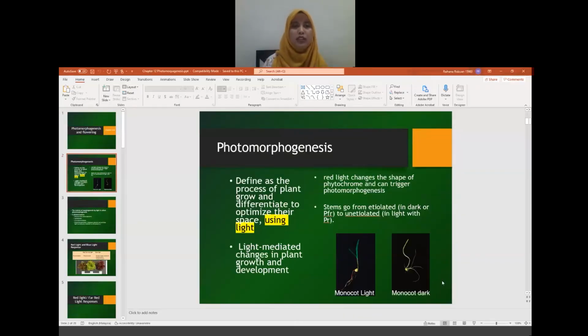Photomorphogenesis. Before we touch on photomorphogenesis, I would like you to understand the concept here. As a human being, you have sensory organs or sensory responses. For example, you have eyes, ears, a nose, a mouth, as well as your skin. You have all your sensory organs in order to respond to the environment.